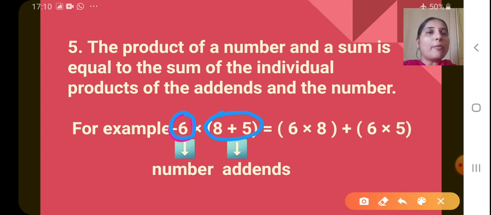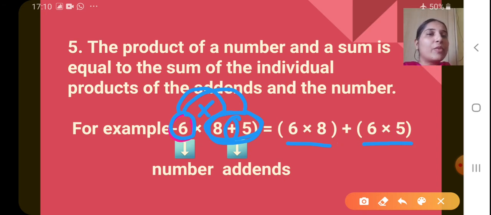So the product of a number and a sum is equal to the sum of the individual products. Now what is individual product? Now 6 is multiplied by 8 here first. So 6 multiplied by 8, that you can see here. And then 6 is multiplied by 5 here. So 6 multiplied by 5. And then you can see the sign of addition here. Addition sign is being given here. So in this way, if we will solve them, we will get the same answer.